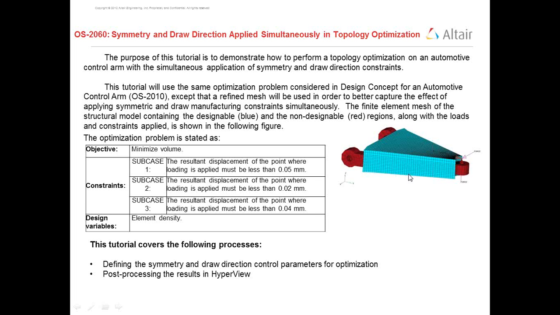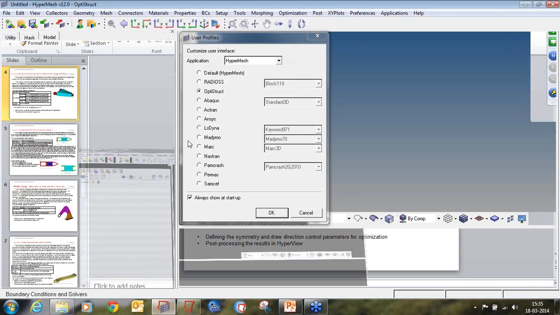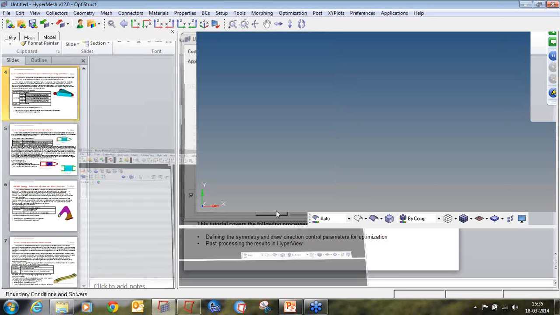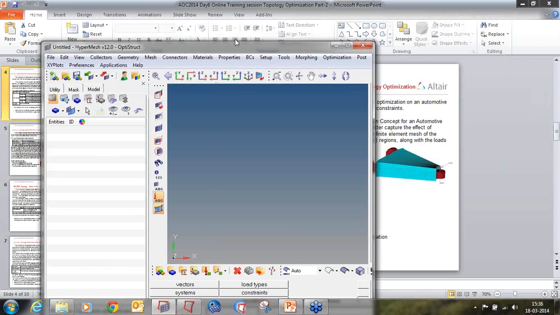So in this tutorial we will see how to define the symmetry and draw direction control parameters for optimization, and we will see the results in HyperView. So we will open HyperWorks and select the user profile as OptiStruct. From HyperWorks 12, for static analysis and optimization, the solver has changed and is clubbed into OptiStruct. So select the user profile as OptiStruct.